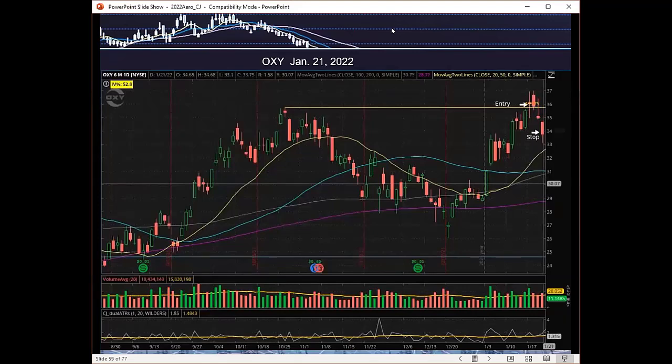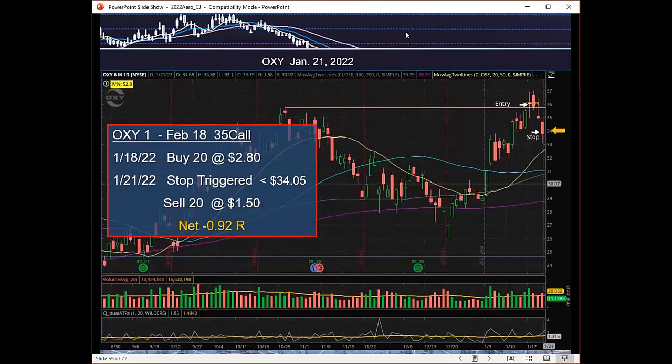Okay, so 2 days later, I'm stopped out. My stop's triggered. I sold for $1.50. So that ended up equating to a 0.92 R loss. No problem. I stuck to my stop.